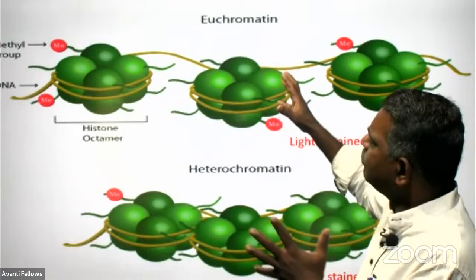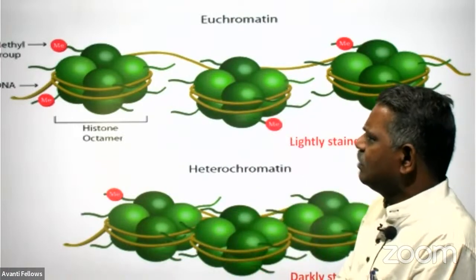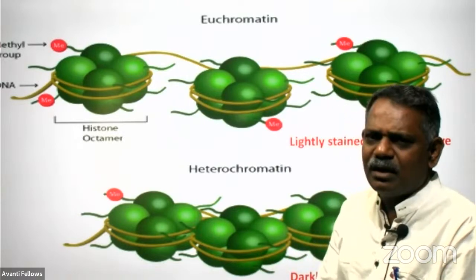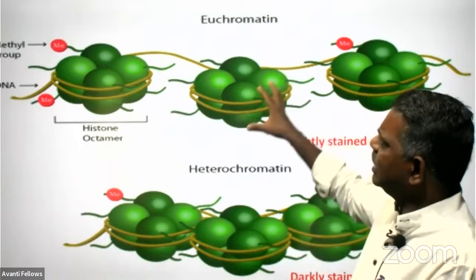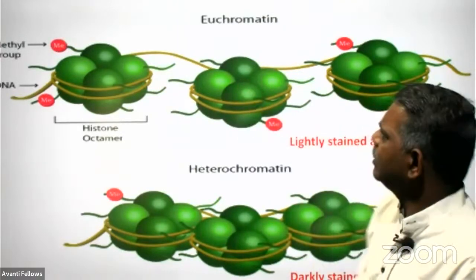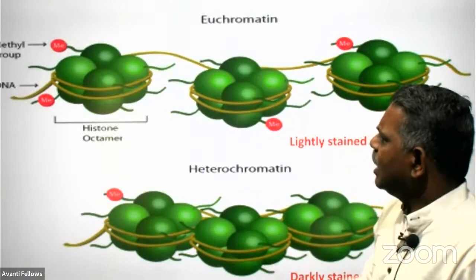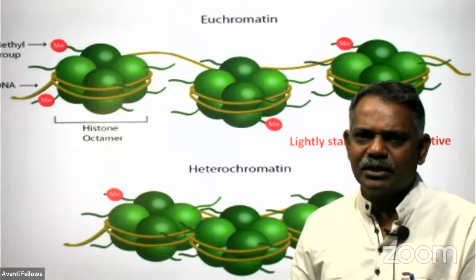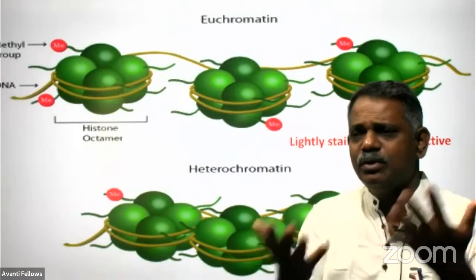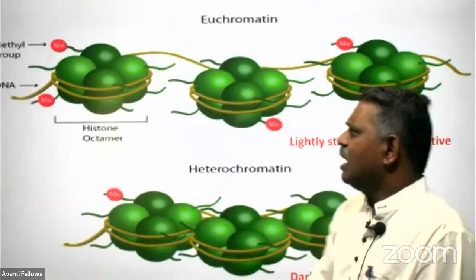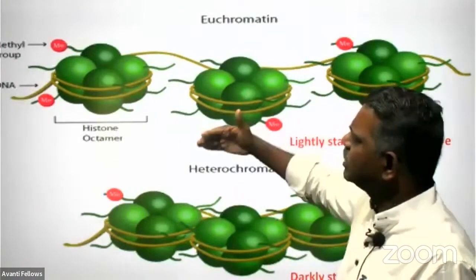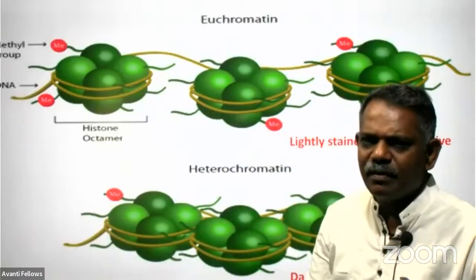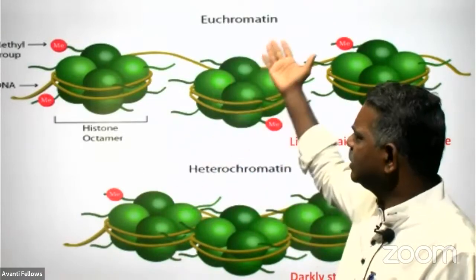Such a type of chromatin area absorbs color very lightly. Whenever we stain the chromosome, this area stains very lightly, and this is called euchromatin. This area is very active in transcription. Transcription means the process to produce RNA from the DNA. This area is able to produce RNA from the DNA because it is arranged very loosely, not much coiled. Very loosely packed, so this area is transcriptionally very active.